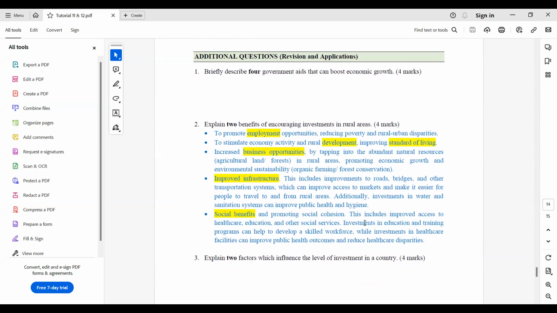Briefly describe 4 government aids that can boost economic growth. So that means 4 government initiatives that can boost economic growth. So what can you write over here? You can always remember the standardized answers. If you do not know what to write, you can throw in training and education that improves skill and qualification, that improve human capital. That's one of the answers.